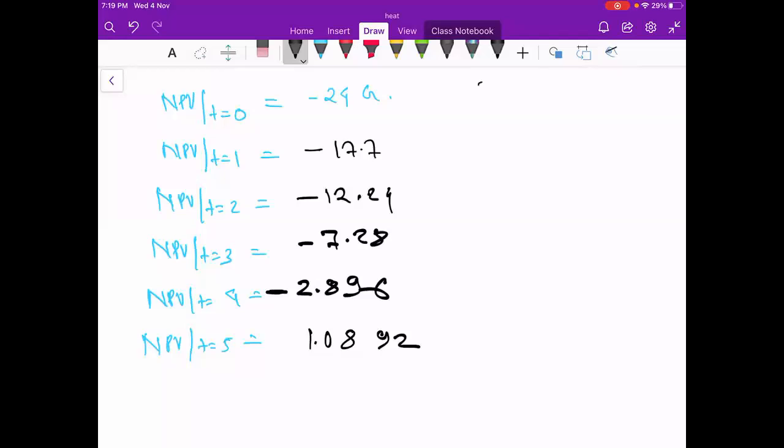Okay, so it will be C here. It is 24 crore. It is minus 17.7. It will be minus 12.2. It will be minus 17.28. It will be minus 2.896, and it will be 1.08.